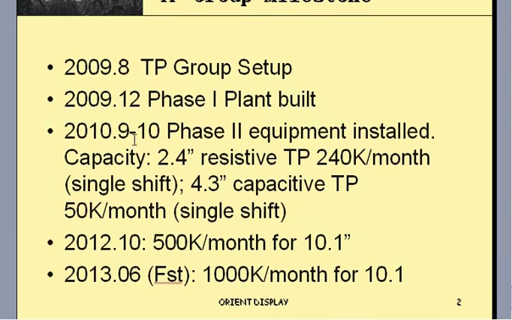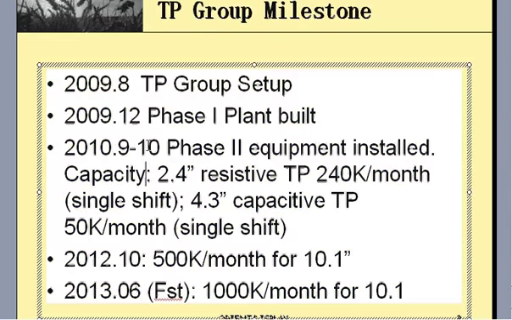So this is our company's milestone. Recently we invested a lot in the capacitive touch panel, and we forecast that in the middle of the year we are going to produce. The capacity will be 1 million pieces per month for 10.1 inches. If the size is smaller, we can produce even more.